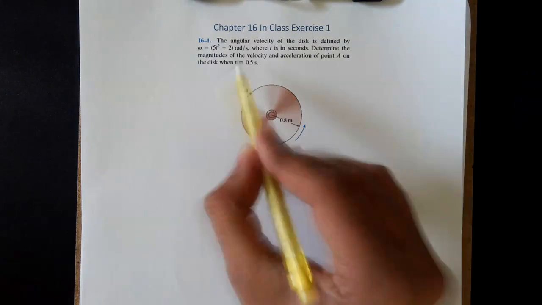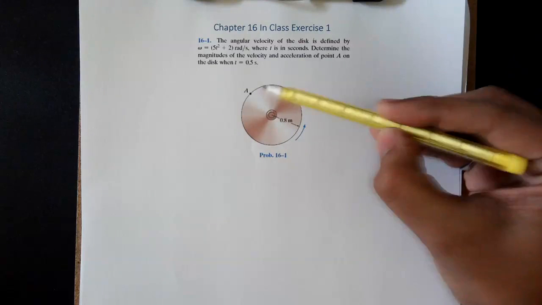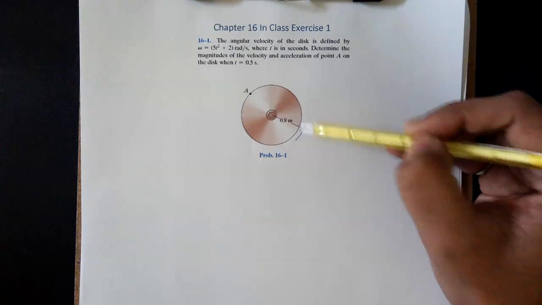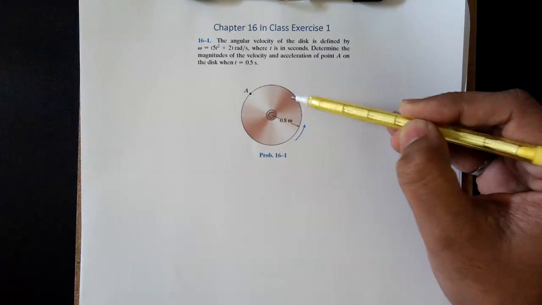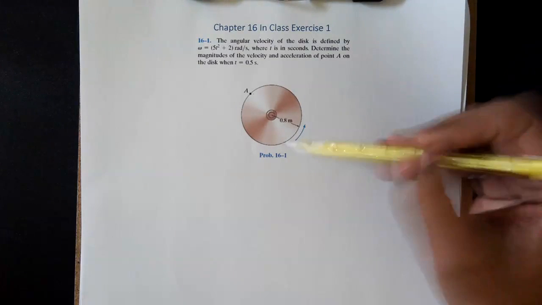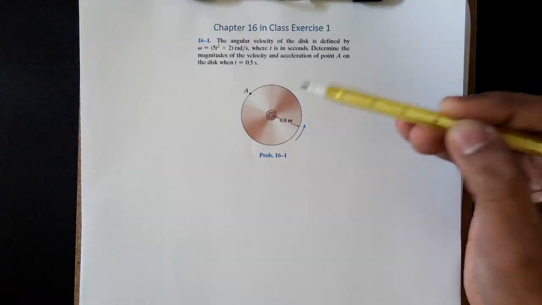For this problem, the angular velocity of the disk is defined by omega equal to 5t square plus 2 radians per second, where t is in seconds. Determine the magnitude of the velocity and acceleration of point A on the disk when time t is 0.5 seconds. Point A is here on the disk and it is 0.8 meters from the center of rotation. Disk rotates counterclockwise, so if we consider that the disk is in the xy plane, then the z-axis is passing through the center of the disk and perpendicular to the plane of paper.